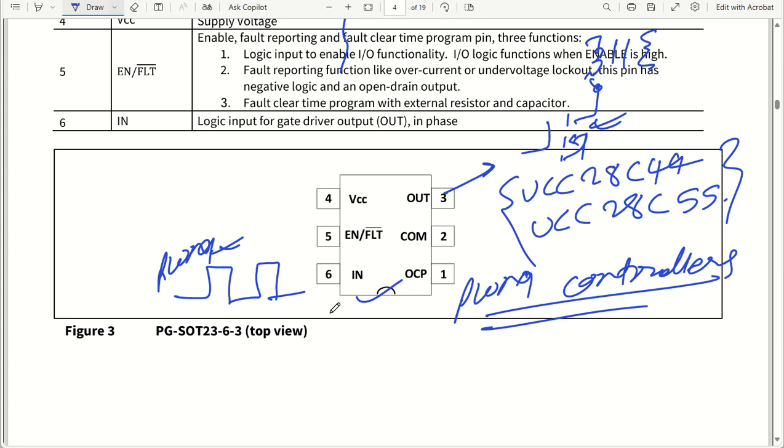So I hope you have a good understanding of this particular gate driver and how to design a particular circuit for our project or the challenges in our problems.